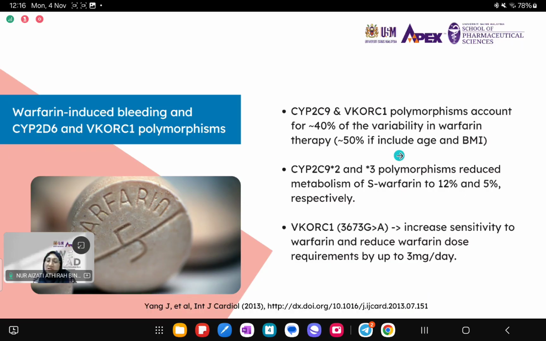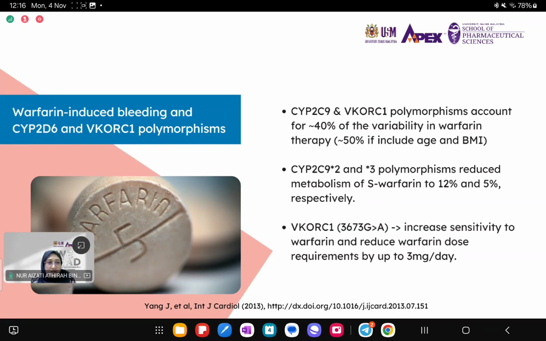Maksudnya, if you give 100 patients the same dose of warfarin, not all are actually having the same INR reading. And 40% of that variation comes from the genetic variation of CYP2.